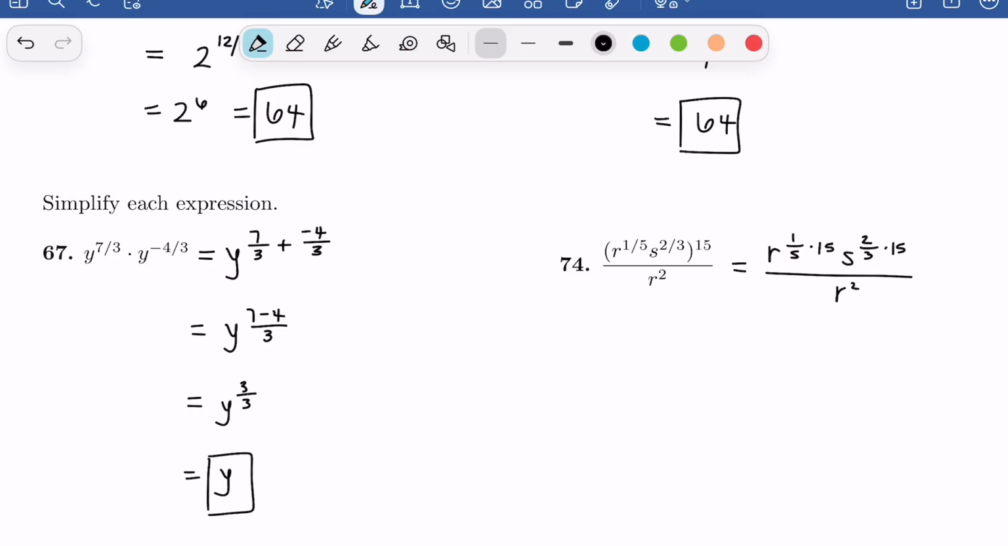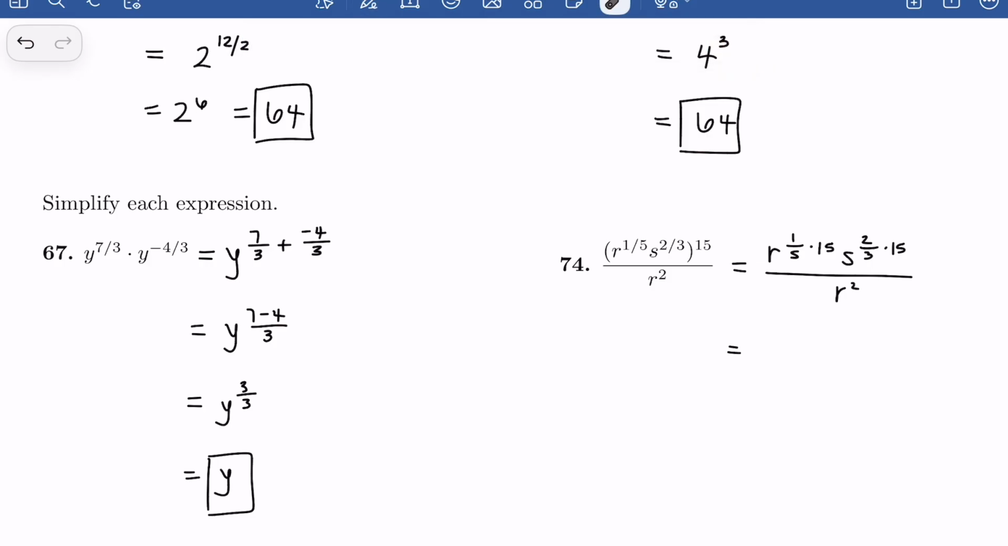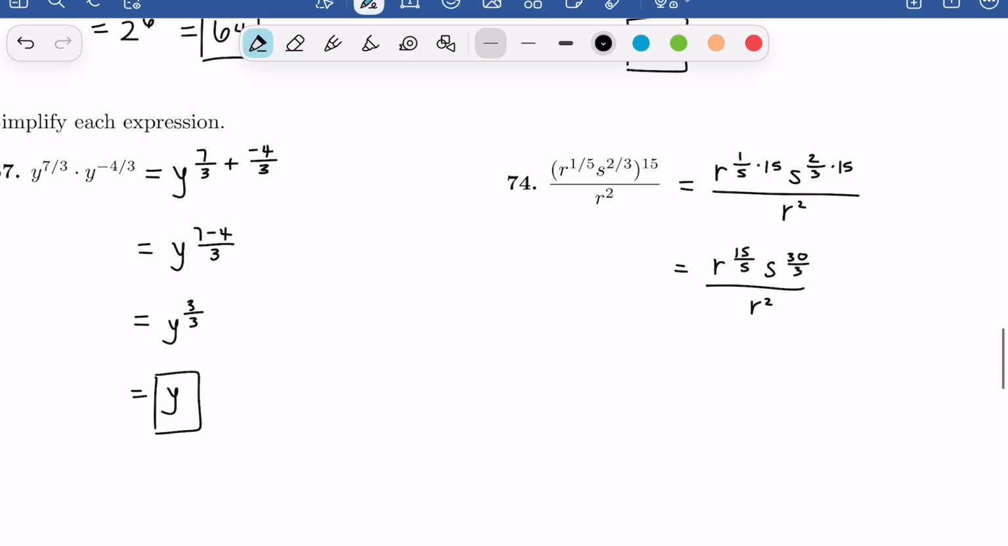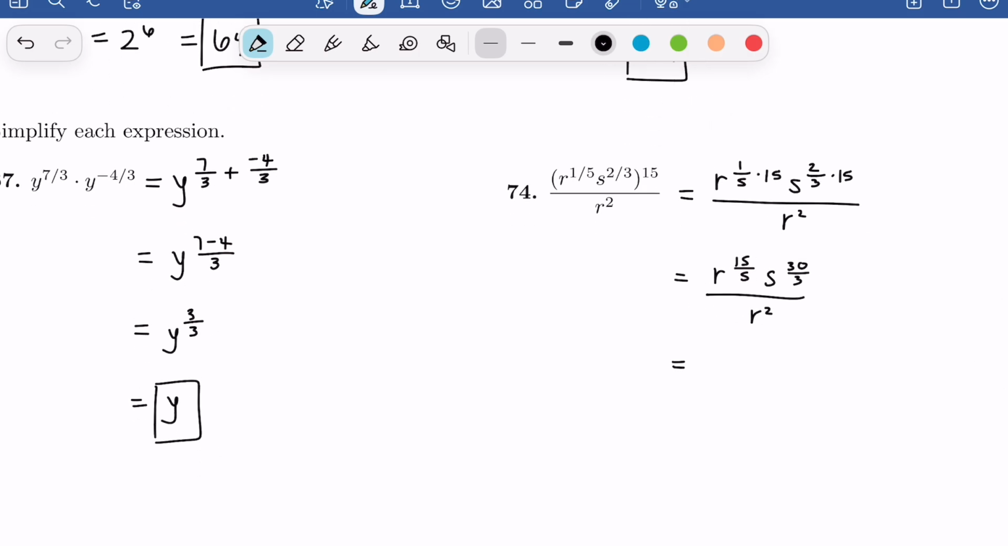So let's go ahead and simplify this. We're going to end up with r raised to the 15 divided by 5 here. So that's going to be r. Actually, I'll just go ahead and rewrite that. And then s raised to the 30 divided by 3, all over r squared. So let's keep simplifying. r raised to the 15 divided by 5 is going to be r cubed. Then we have s raised to the 30 divided by 3. So this is going to be s raised to the 10th power, all over r squared.